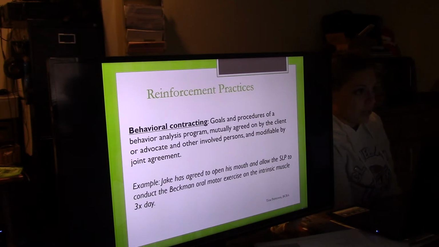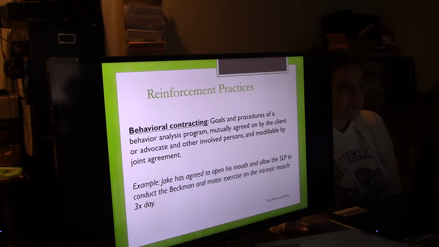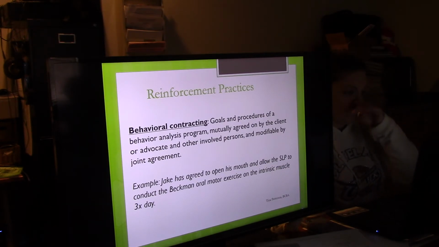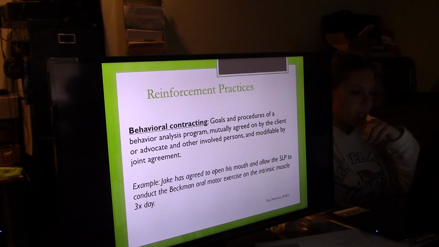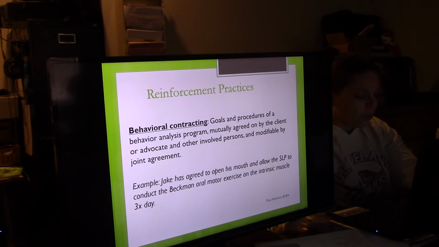If you don't, this is the consequence. It's kind of like our contracts that we sign for work. This is what is expected of you. If you do it, you get paid this amount of money. If you don't, these are the steps, the consequences. So Jake has agreed to open his mouth and allow the SLP to conduct the Beckman oral motor exercise on the intrinsic muscle 3 times a day. That is not a good behavioral contract because it doesn't show you what the reward or consequence is.